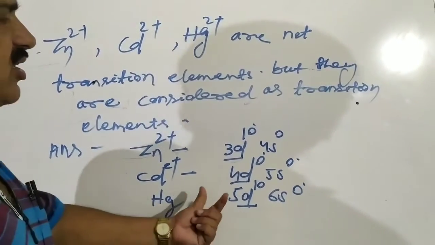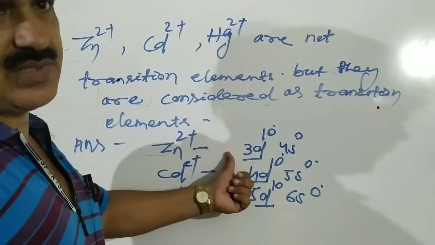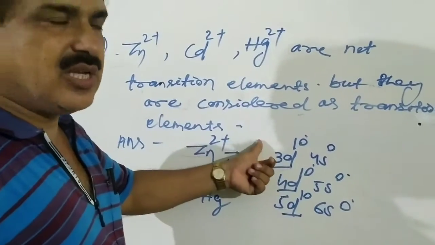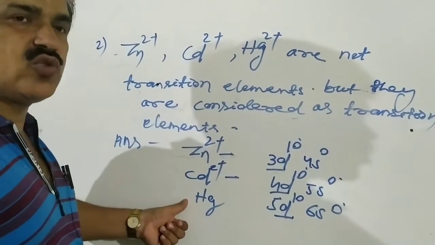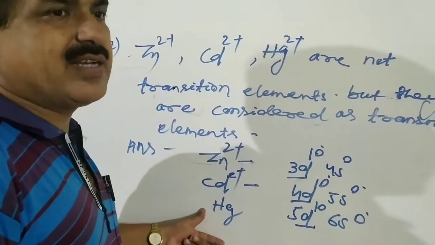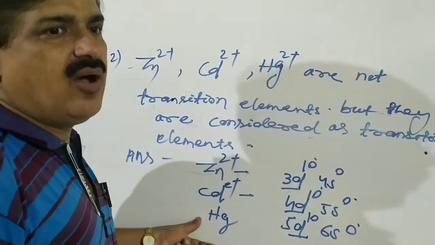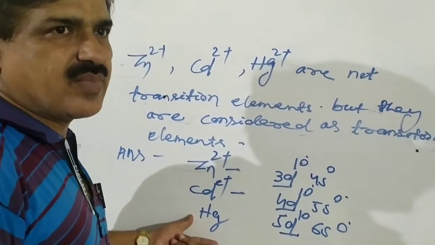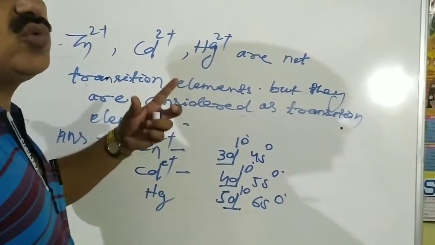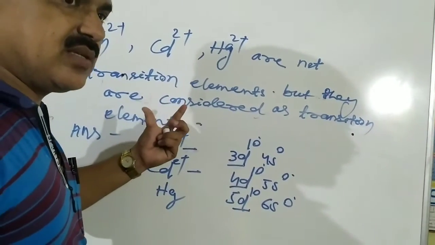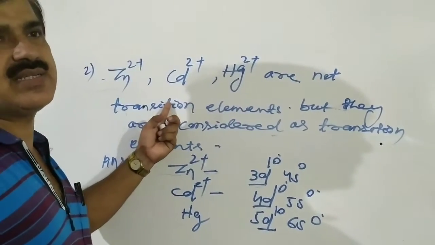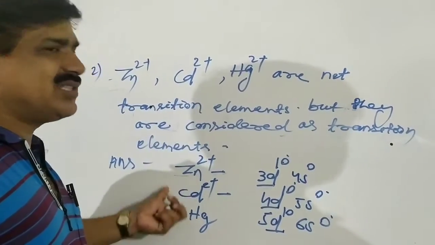As per the definition, they should not be transition elements, but they are considered as transition elements because these elements show similar properties, like formation of halides and other chemical properties, as those of other transition elements. Due to similarity in properties with the other 9 transition elements, they are considered as transition elements.